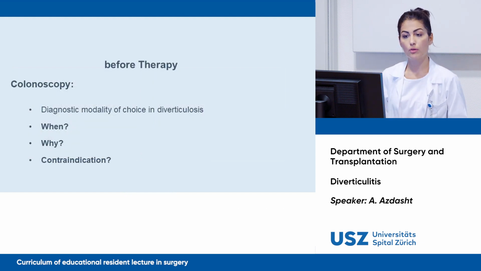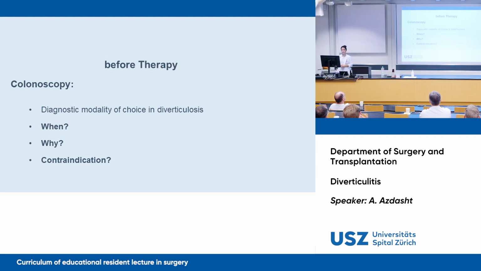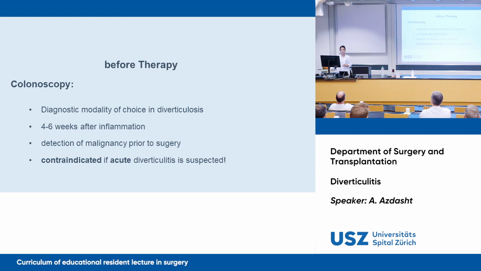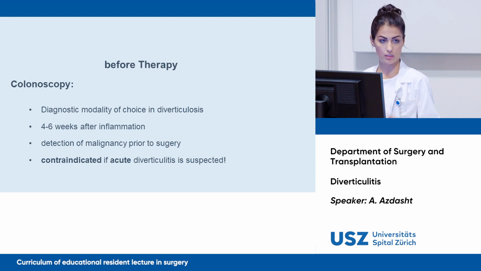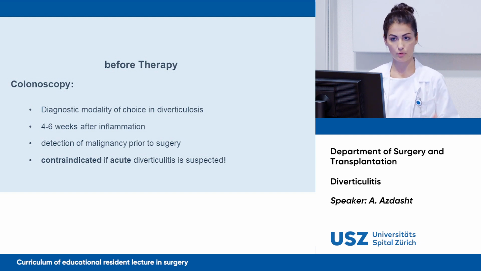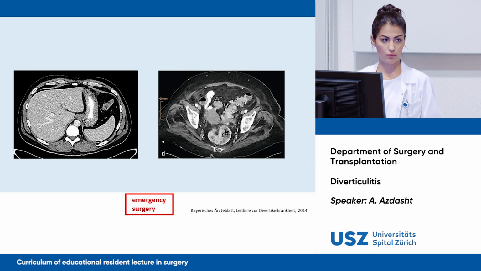Before therapy, we know that we go for colonoscopy because it is the modality of choice in diverticulosis. Do you know when we do it and why we do it actually? And do you know an important contraindication for that? Okay, so we do it 4 to 6 weeks after the inflammation. Why do we do it? We want to rule out any malignancies. And it's very important not to do the colonoscopy in an acute situation, because in an acute situation, we have a very high risk of perforation. So when we do an emergency surgery, we do not go for colonoscopy. It doesn't have a consequence anyway.